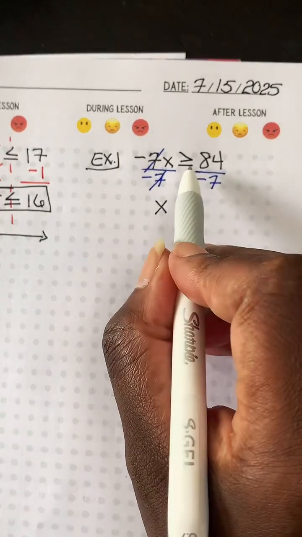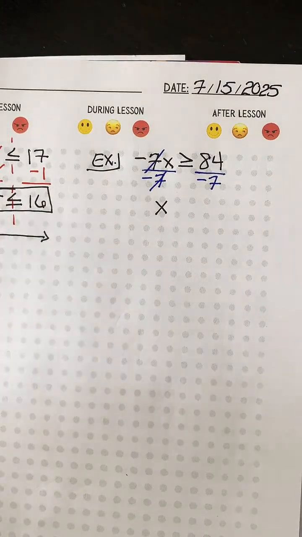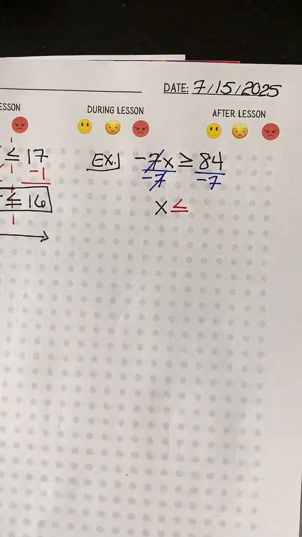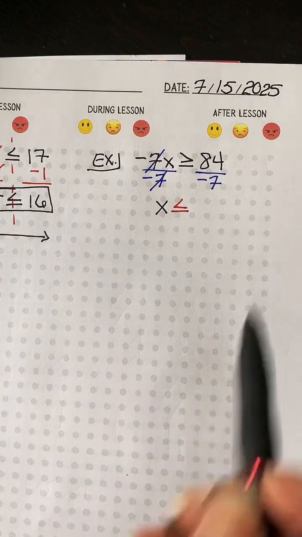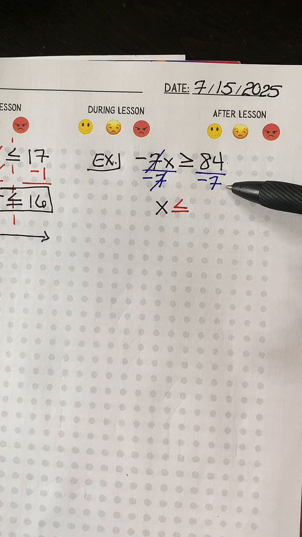So you're saying we got to change the direction of that sign. Yes. So instead of greater than or equal to, this is when you flip it, to less than or equal to. So now you have to do 84 divided by negative 7.